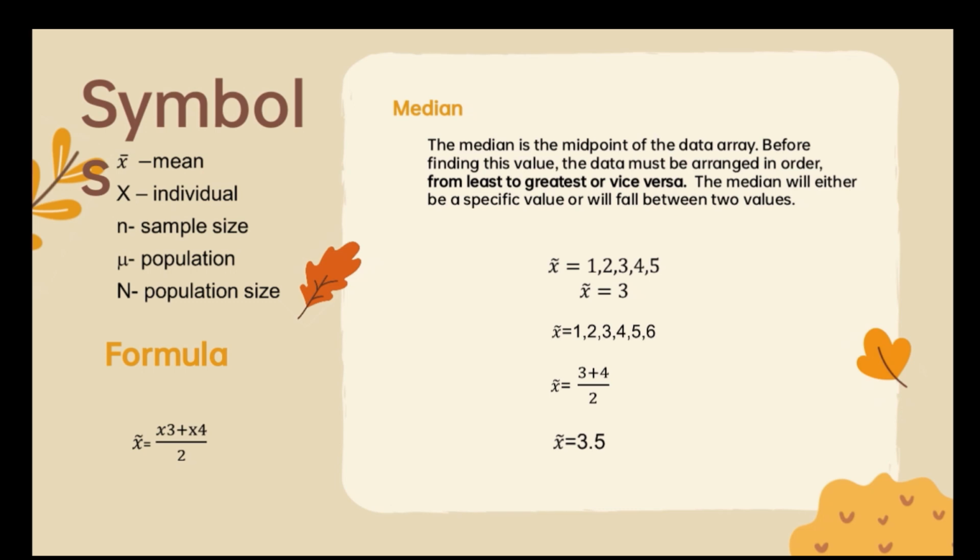For another example, we have the set of data 1, 2, 3, 4, 5, and 6. This is now an even number of data. If we have an even number of data, we just find the middle two numbers, add them, and divide by 2. So we have 3 plus 4 all over 2. Our median is equal to 3.5.